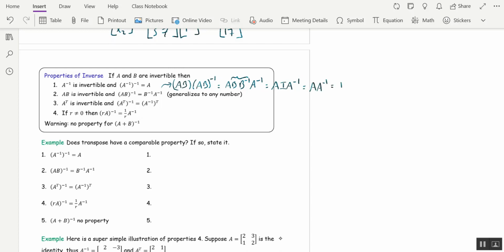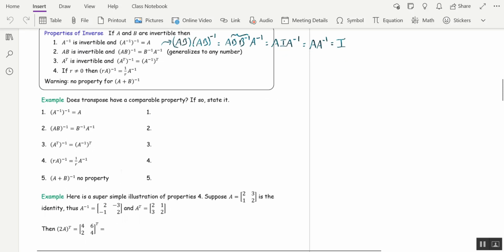which again is the identity. 3 tells us how inverses and transposes interact. And then number 4, we'll look at in a minute, the inverse of rA is 1 over r times A inverse. And there's no property for (A plus B) inverse, because even if A is invertible and B is invertible, A plus B might not even be invertible. So those are a lot of properties.